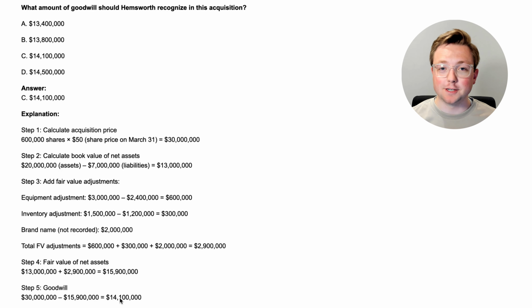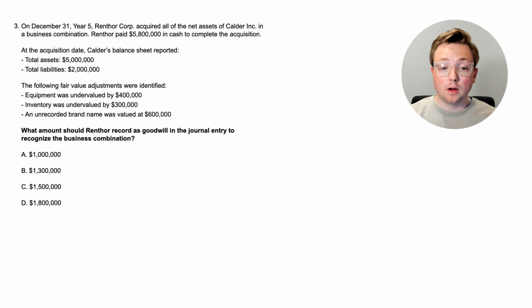Now let's go to the next question. Okay, here we are at question 3. What amount should Renthor record as goodwill in the journal entry to recognize the business combination? Let's go up to the top. On December 31st, year 5, Renthor Corp acquired all of the net assets of Calder Inc. in a business combination. Renthor paid $5,800,000 in cash to complete the acquisition.